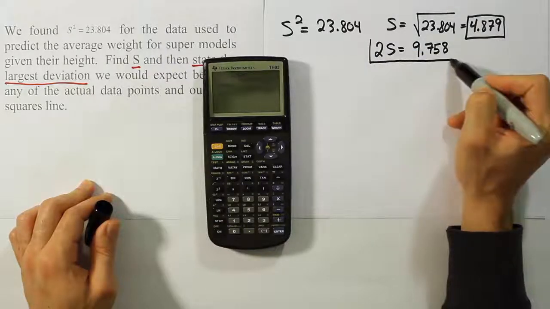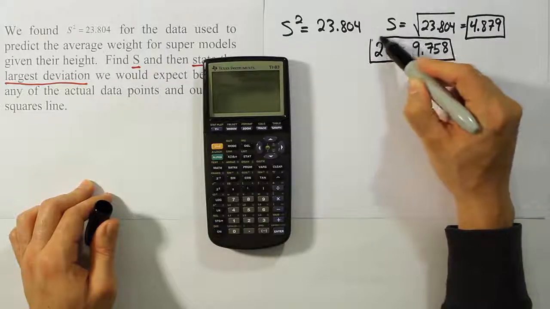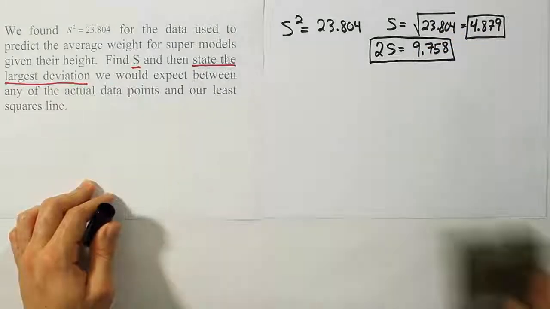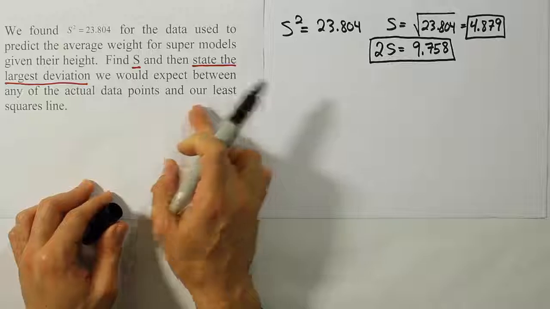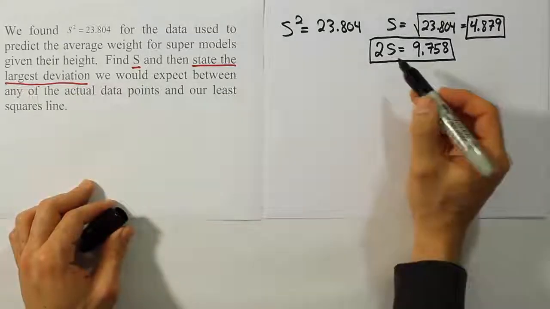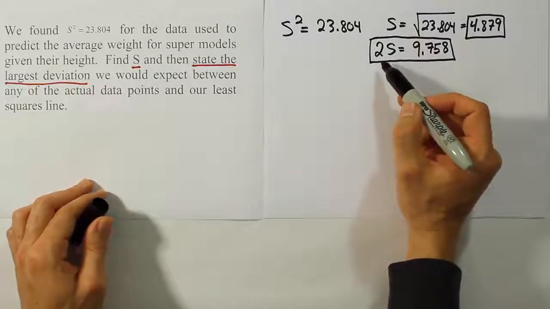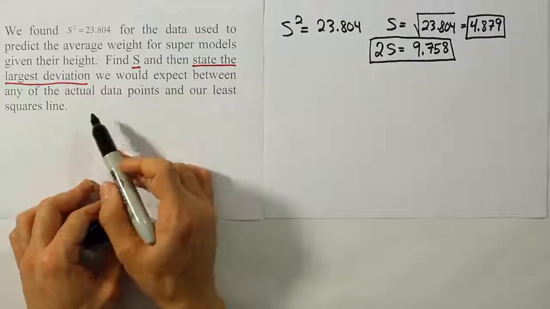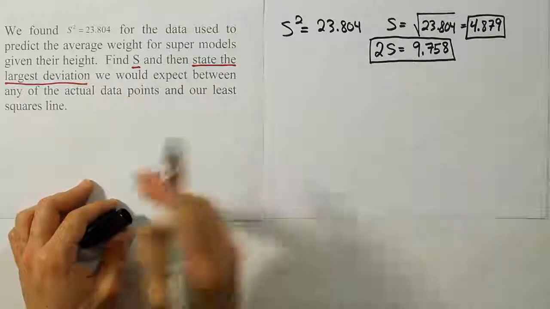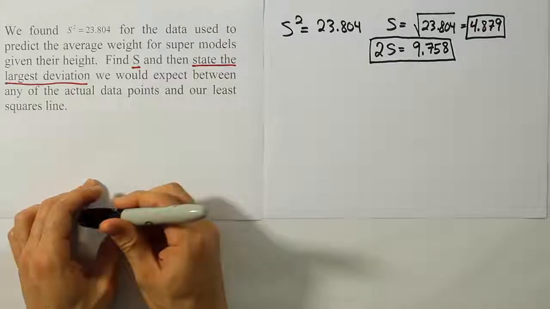We'll talk about why we want to know this in the very next step of the problem, which is where we want to state the largest deviation we'd expect between any of the actual data points and the least squares line. That's our answer, actually, to that question. We would expect that the largest deviation between any of the actual data points and our least squares line is 9.758. That's the biggest value we'd expect to see.